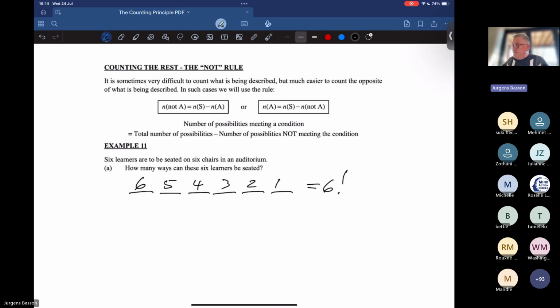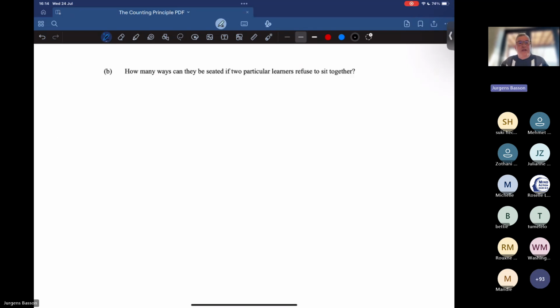Let's look at the B part. How many ways can they be seated if 2 particular learners refuse to sit together? Now, before we continue with this one, I would just like to explain to you again the opposite of this. So we have 6 learners and 2 insist to sit together. So we have 6 people in total, 2 want to sit together. So you agree we have a group of 2 and we've still got another 4.